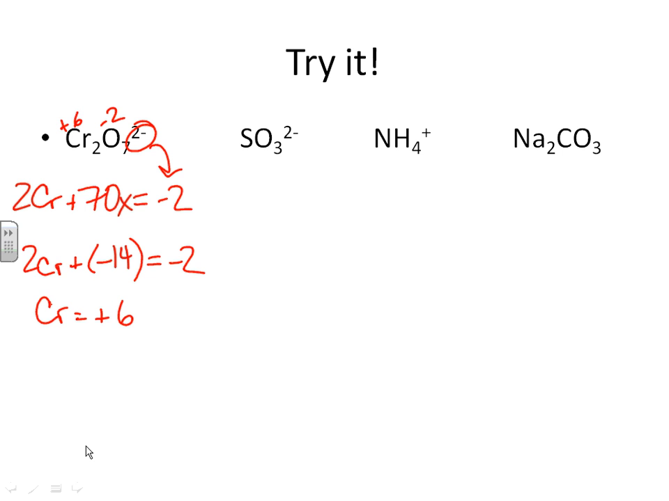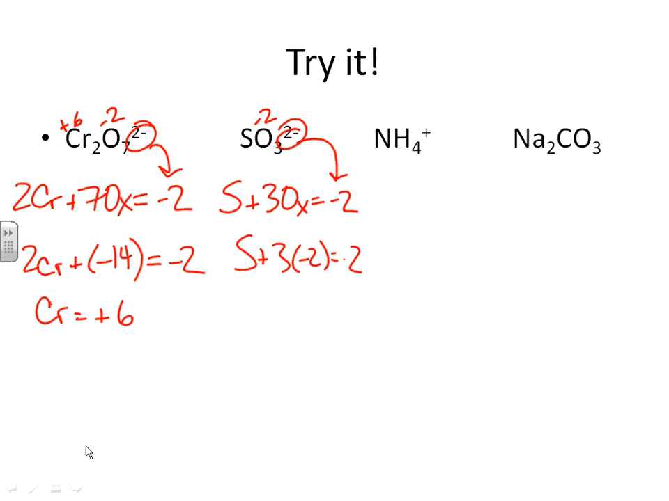The sulfite ion, SO3 2-. Similarly, go ahead and assign the oxygen -2. So we know that sulfur plus 3 oxygens has to be equal to the -2 charge on the ion. Plugging in -2 for the oxygen and solving for the sulfur, we get the sulfur coming out to be +4. Just doing some math.